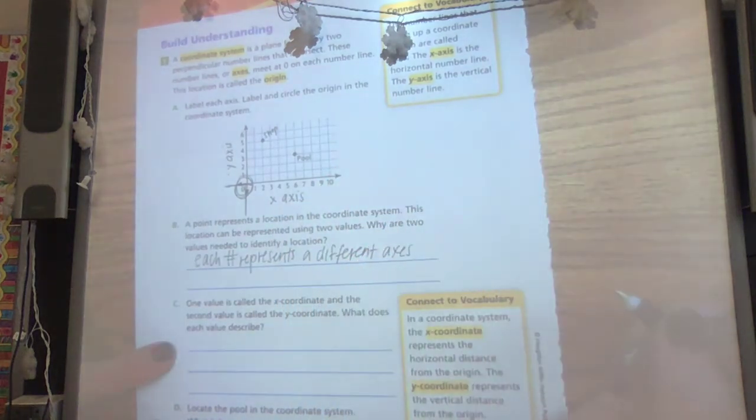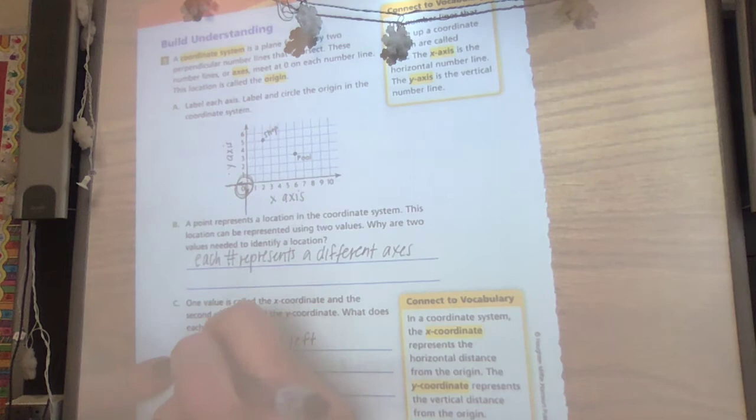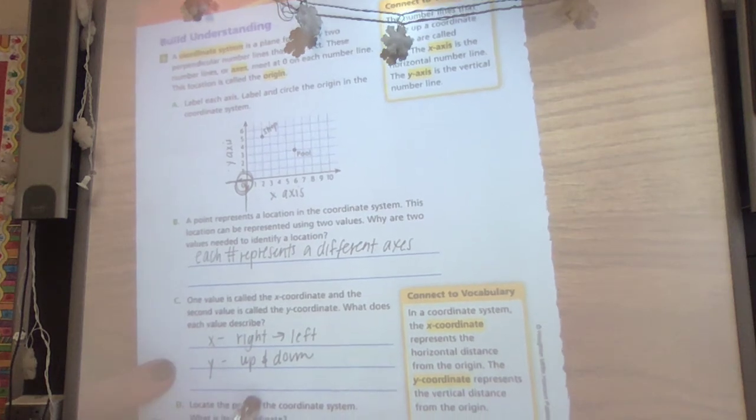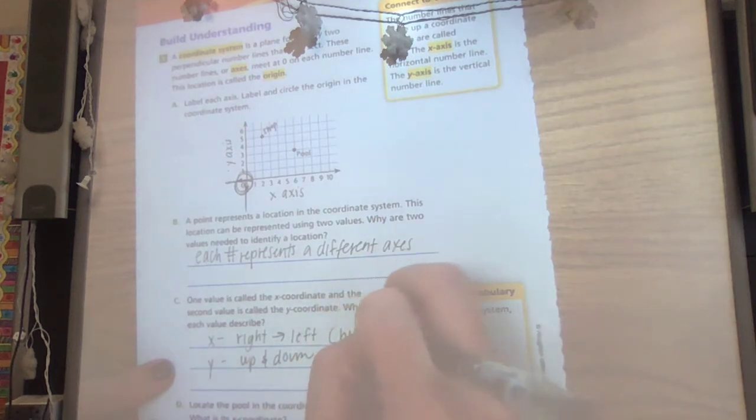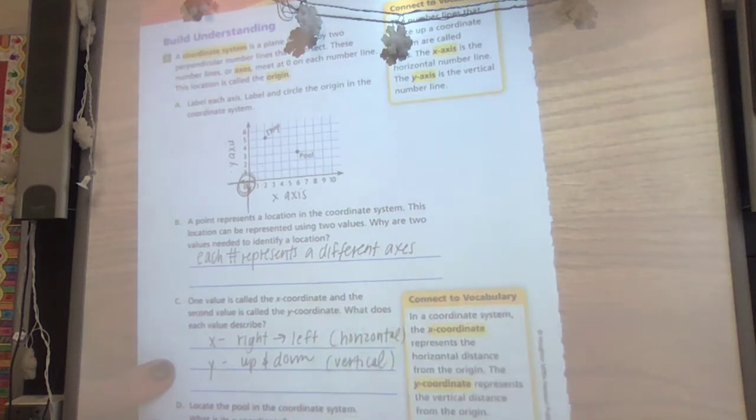What does each value describe? Okay, so that x is your right to left, and your y is your up and down. So you may also say that it's horizontal and vertical. Up and down is vertical.